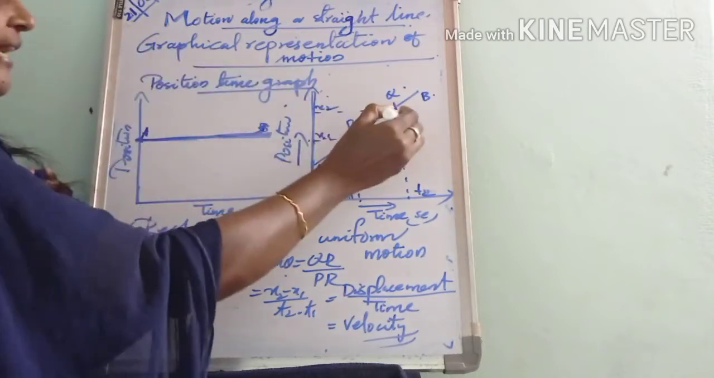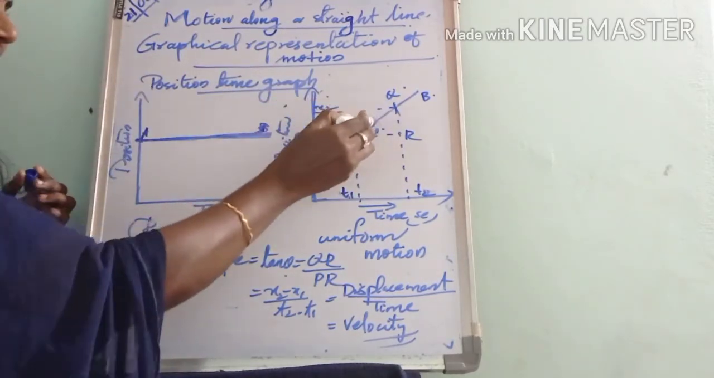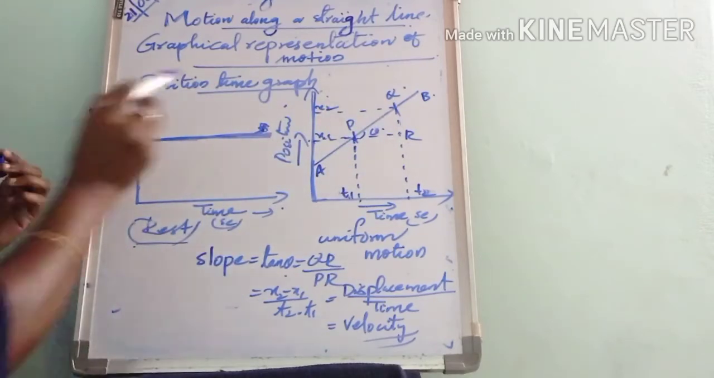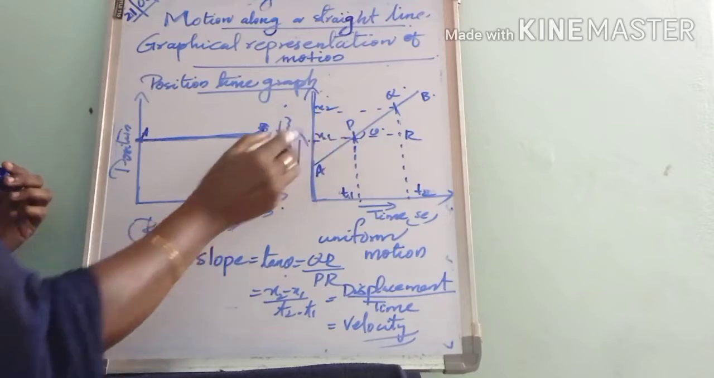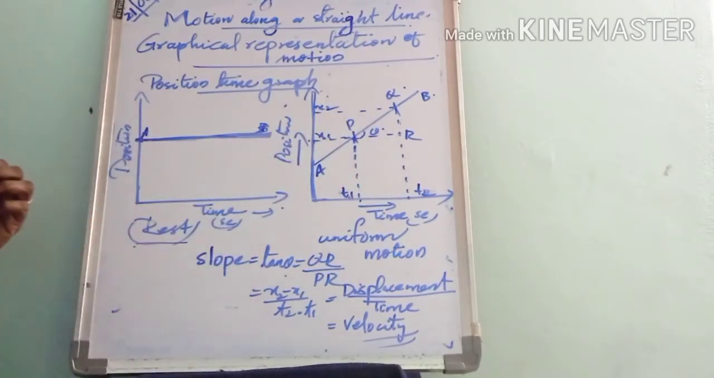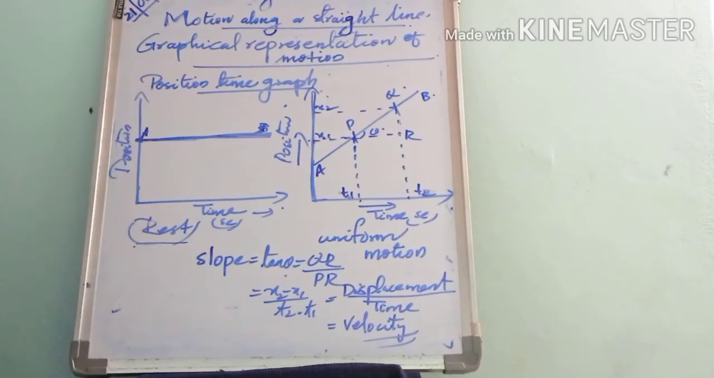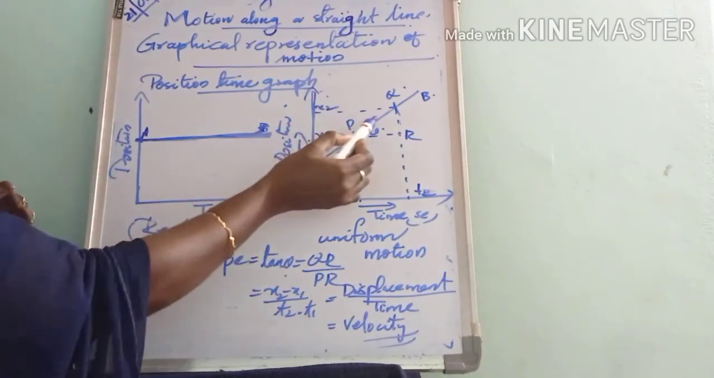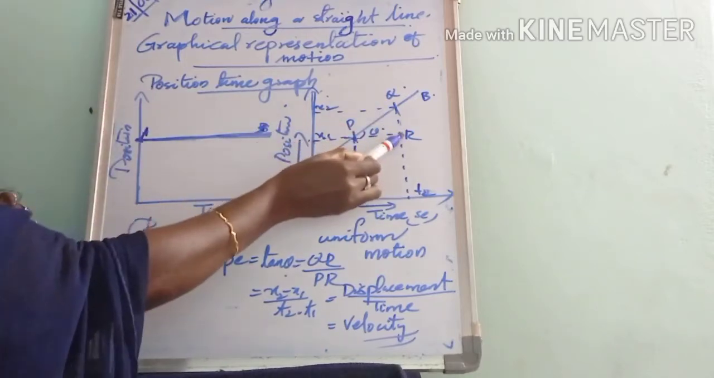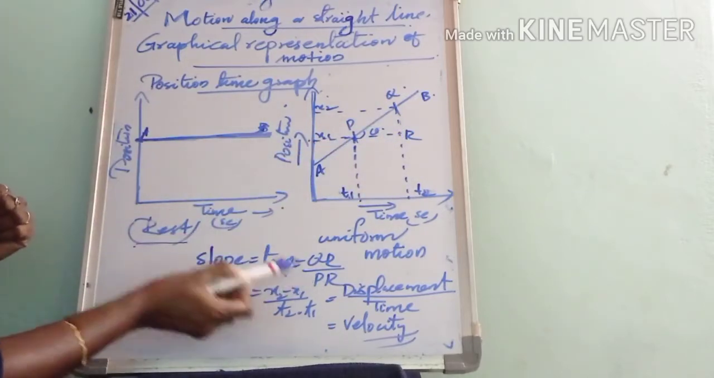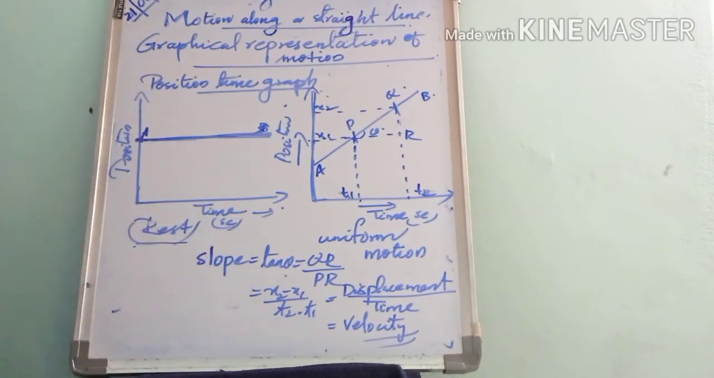Here we got a triangle PQR, a right angled triangle, and we can calculate tan theta. This tan theta represents the slope of the graph. What is tan theta? Opposite side divided by adjacent side. So we can write QR divided by PR, that represents the slope or tan theta.